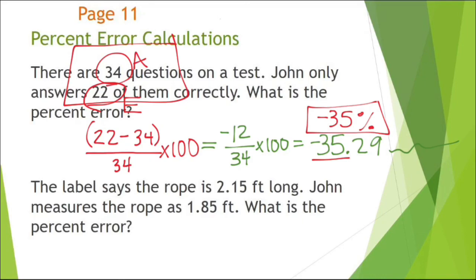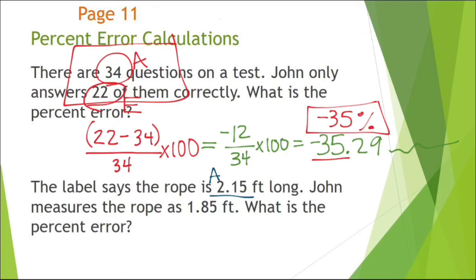Hopefully that's not too bad, just making our answer round to match our original numbers. Now, this next problem I'm not actually going to do the whole thing on. I'm just going to get you started, make sure we find our E and our A. As we're reading it, the label says the rope is 2.15 feet long. That's not what a student did. That's what it says it should have. The label says it's that long. So that's going to be our accepted measurement.